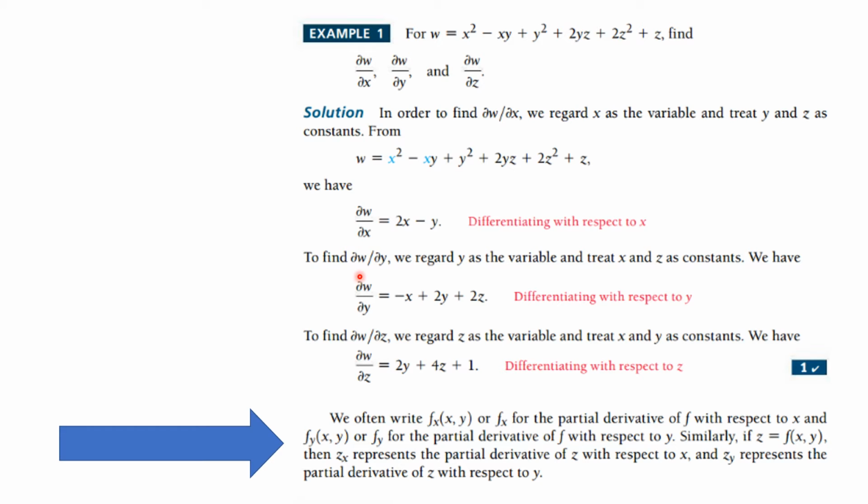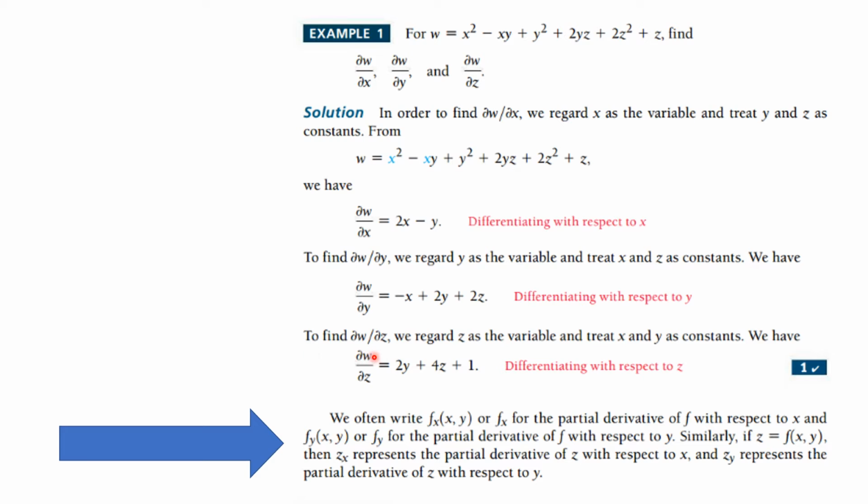To find the partial of w with respect to y, we regard y as the variable and treat x and z as constants. Okay, so that means y is the variable. So we're going up and we're looking at this expression again. And so what's going to happen then when we take the derivative with respect to y? We're going to get 0 from this term. We're going to get minus x from this term. We're going to get 2y from this term. We'll get 2z from this term. And the rest of these are constants, so this is what we get.